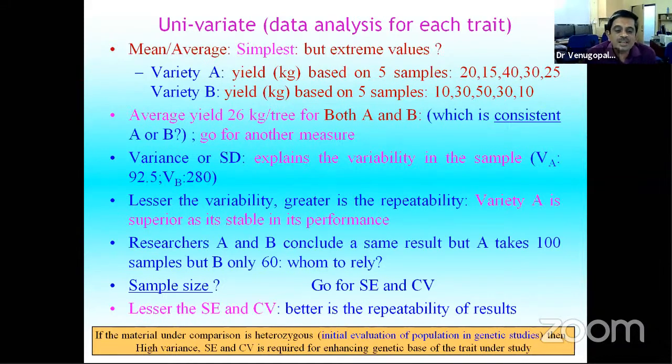If the material under comparison is highly heterozygous, just like the initial evaluation of a population in genetic studies, then high variability, high standard error coupled with a high coefficient of variation as expressed by range is a need of the hour, because the breeder's aim is to enhance the genetic base of the trait they study.